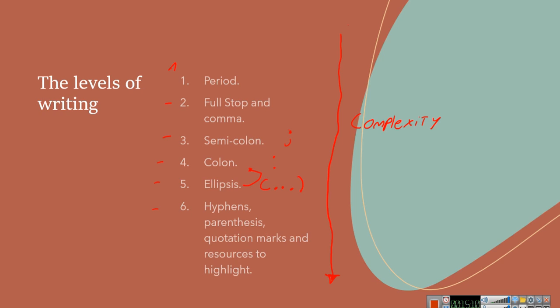Alright. Hyphens. Hyphens are los guiones. Parentheses, I'm sure you know what a parenthesis is. Quotation marks, they look like this, las comillas. Resources to highlight is probably the most complex level of writing, because it's a combination of periods, full stops, semicolons, colons, ellipses, and hyphens. So in this resources to highlight, we're combining all of the signs that we have for punctuation.